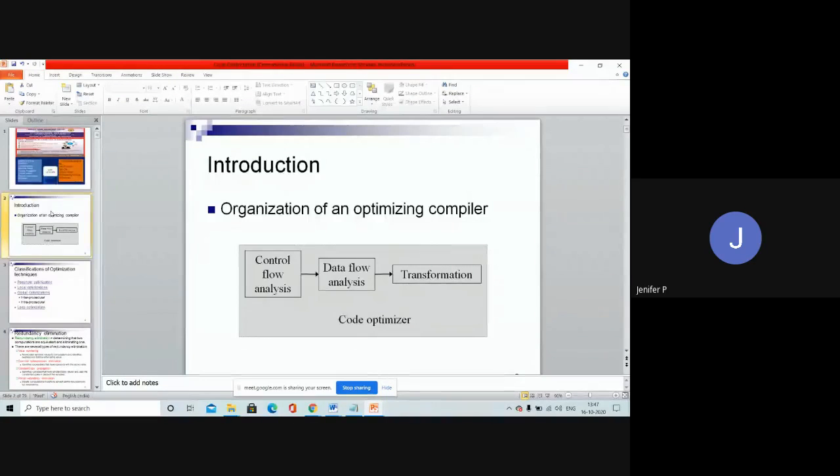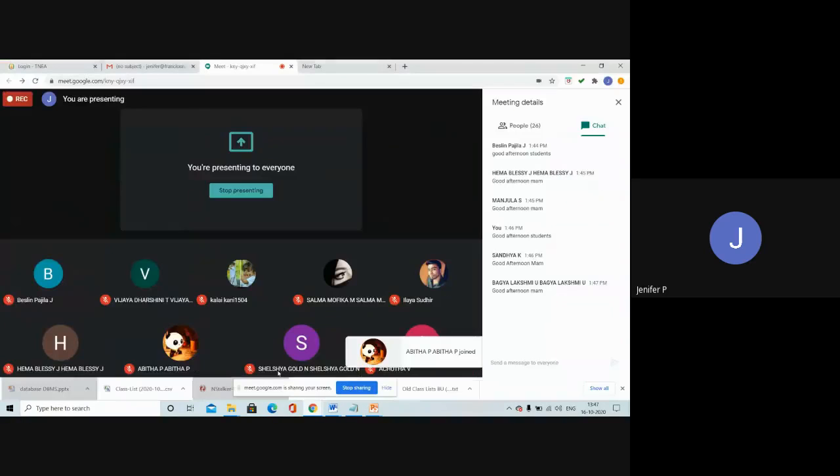Students, shall we move directly to code optimization, or do you need a recap of everything, all the other phases?